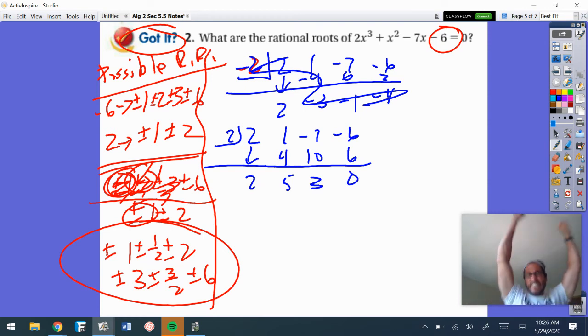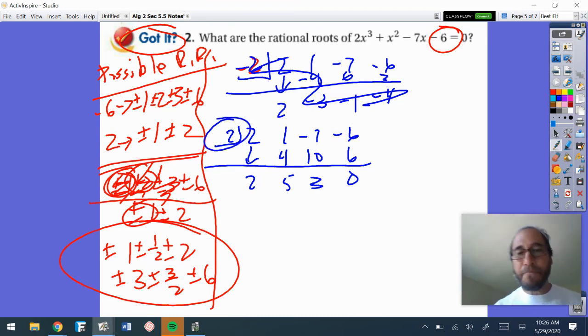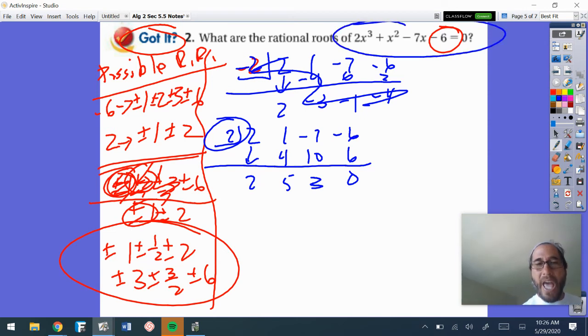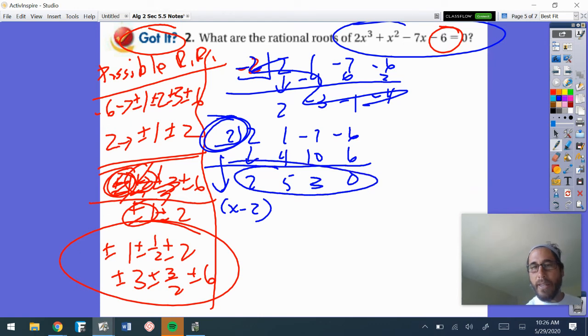Yes, it worked. I got 0 for a remainder, which means positive 2 is a factor. If positive 2 is a factor, that means I can rewrite this as x minus 2. Remember, positive 2 is a factor, which means it's a root, which means it would make it a 0. Okay? And then I rewrite this: that's no x, that's an x, and that's an x squared, so that would be 2x squared plus 5x plus 3, and it's still equal to 0.